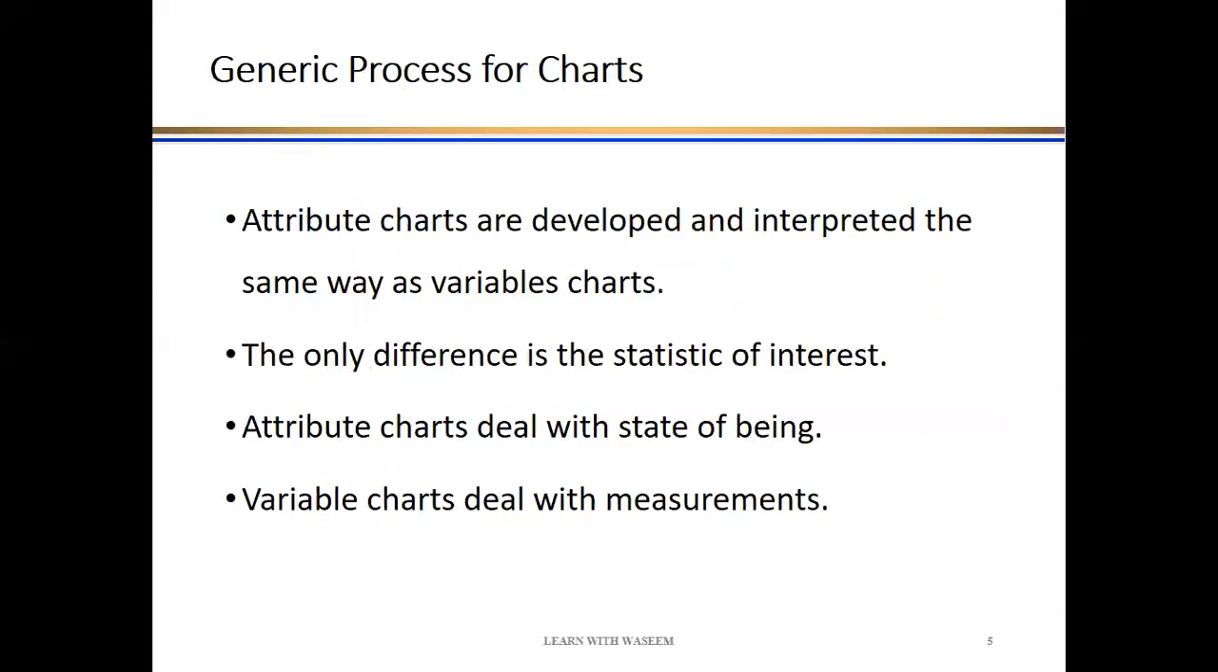Let's talk about the generic process for charts. As we discussed in the previous chapter, the use of control charts, we do not repeat control chart basics here. Attribute charts are developed and interpreted the same way as variable charts. The only difference is the statistics of interest. Previously, we dealt with measurements, and here we will deal with states of being.